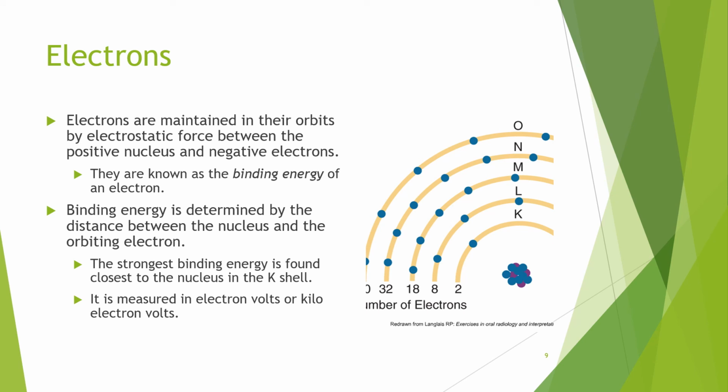All right, so here's that binding energy. Electrons are maintained in their orbits by electrostatic force between the positive nucleus and the negative electrons. This is known as binding energy, holding those electrons onto the nucleus. The binding energy is determined by the distance between the nucleus and the orbiting electron. The strongest binding energy is found closest to the nucleus, and that is in the K shell, and it is measured in electron volts or kilo electron volts, depending on how big it is.